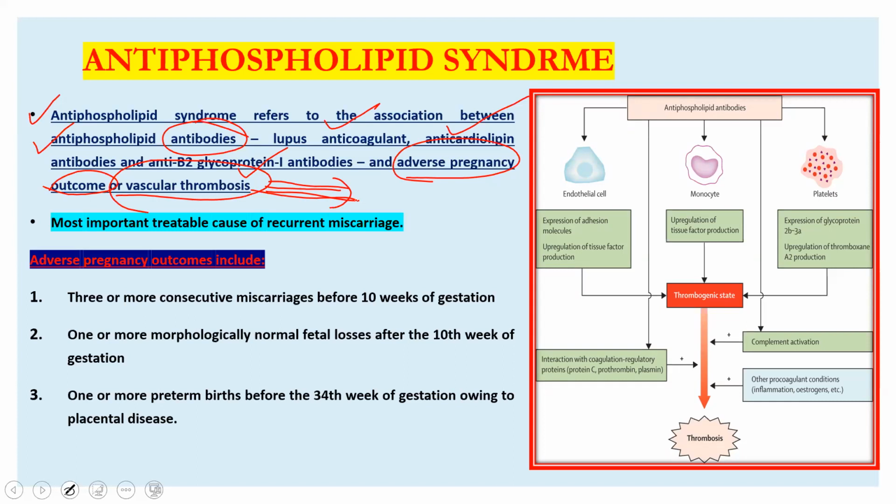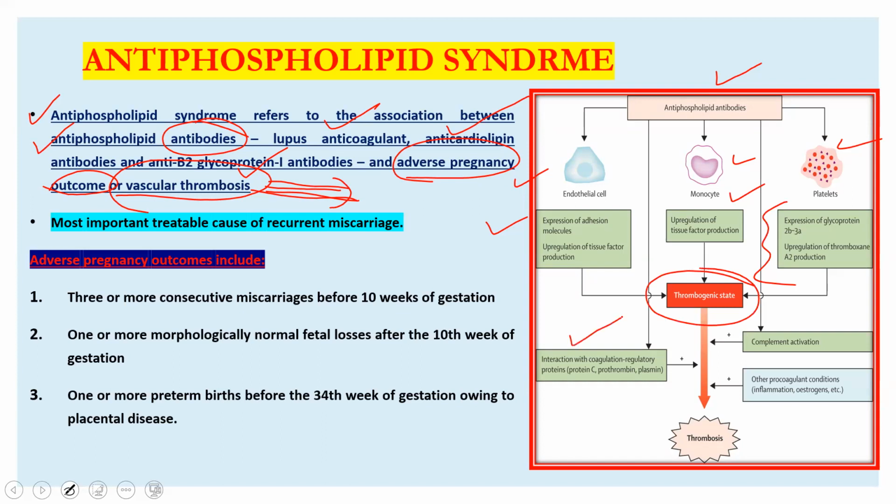So in APLS, what do antiphospholipid antibodies do? They act on endothelial cells, monocytes, and platelets. They cause expression of adhesion molecules, upregulation of tissue factor production in monocytes, and expression of glycoprotein 2b3a at the vascular level. So usually it is going to bring about a thrombogenic state.